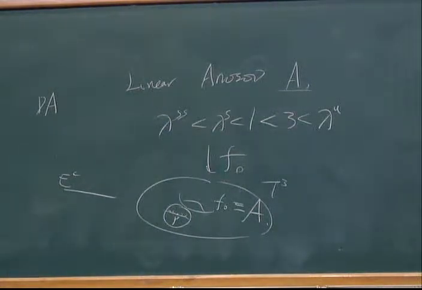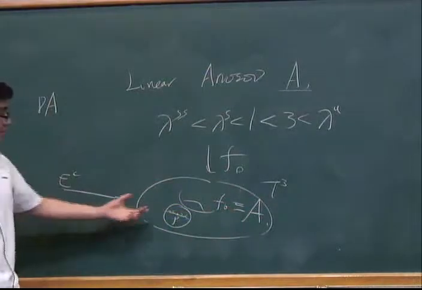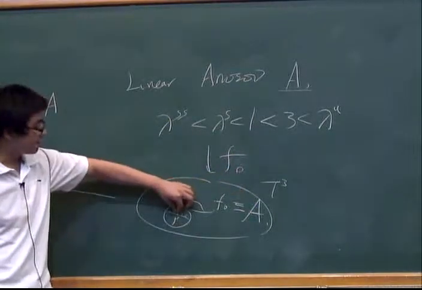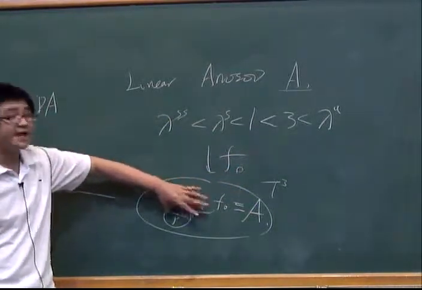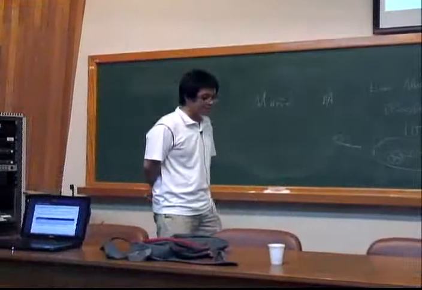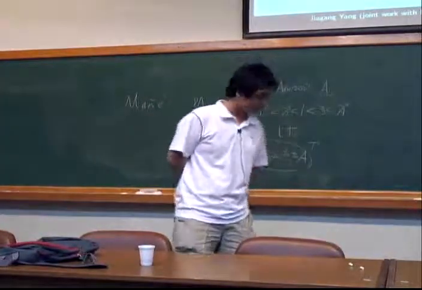So for this example, Mañé proved that F0 is not hyperbolic anymore, because outside you have contraction in the center direction, and P has changed its index. It's not hyperbolic anymore. And Mañé proved that this F0 is robustly transitive. This is the first example of a non-uniformly hyperbolic, robustly transitive diffeomorphism in T3.